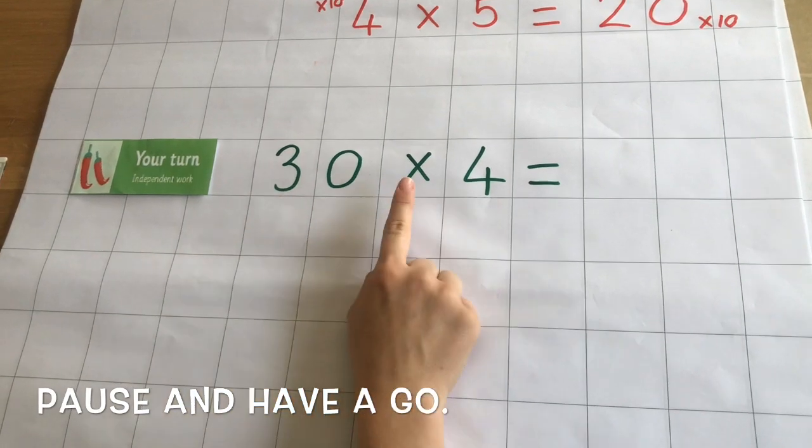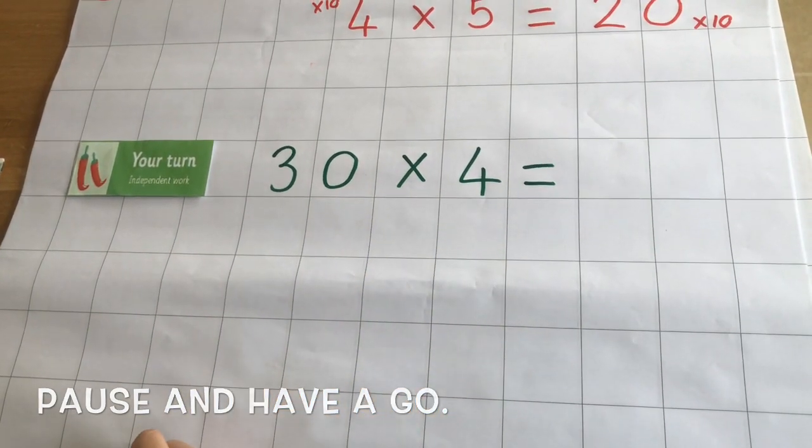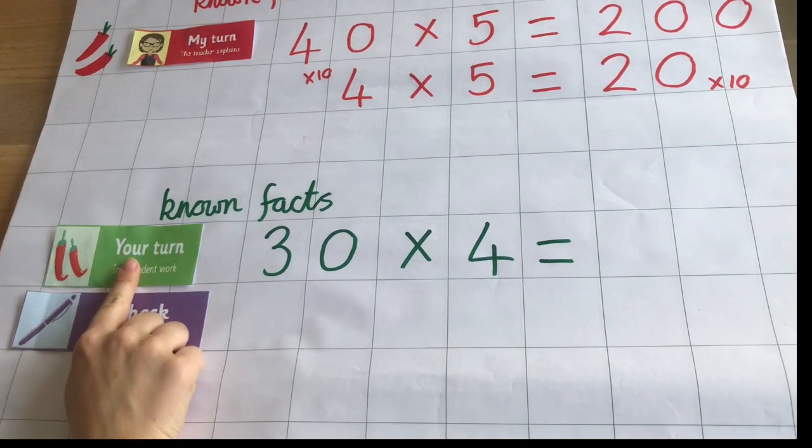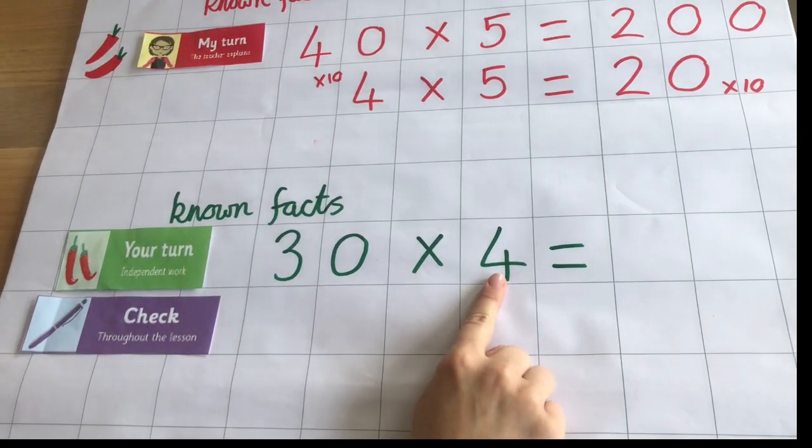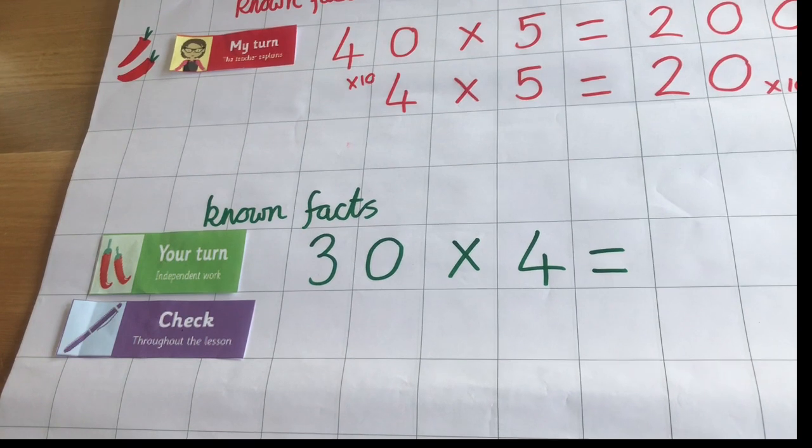Now it's your turn to have a go at a 2 Chilli question. This one is 30 times 4. Pause the video and have a go. Okay, so you should have had a go at the your turn question, 30 times 4. We're going to check this together now.